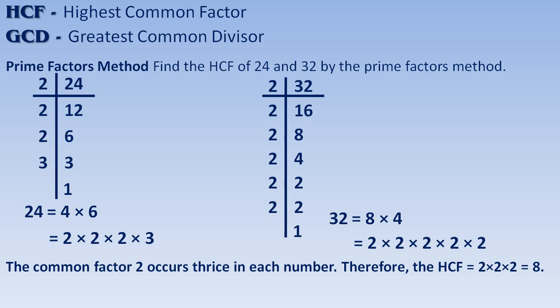I repeat, 24 has prime factors 2 multiplied by 2 multiplied by 2 multiplied by 3. Well, 32 is 2 multiplied by 2 multiplied by 2 multiplied by 2 multiplied by 2. When we compare 24 and 32, we get the number 2 common 3 times. Hence, the HCF for 24 and 32 is 2 multiplied by 2 multiplied by 2, which is equal to 8.